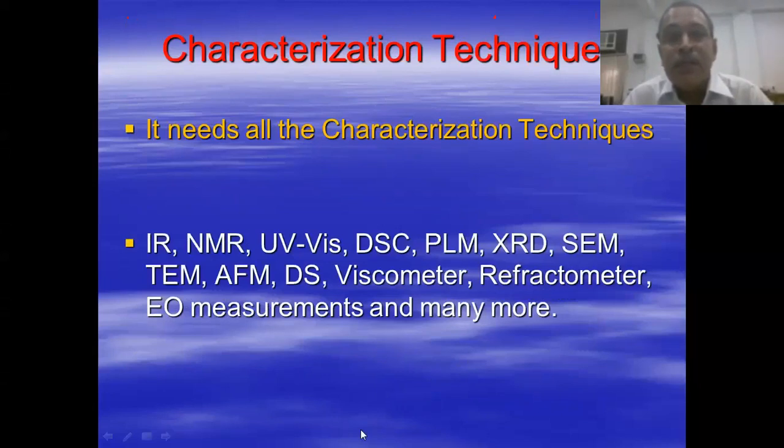When it comes to characterization, we need a differential scanning calorimeter to see various phases, and then a polarized light microscope to identify the textures of different materials. We need X-ray diffraction equipment to see the layer spacing, molecular size, and all these things. We need SEM, we need TEM, we need AFM, and more importantly, we need dielectric spectroscopy to see the characteristic properties of these liquid crystalline materials to make them suitable for application.